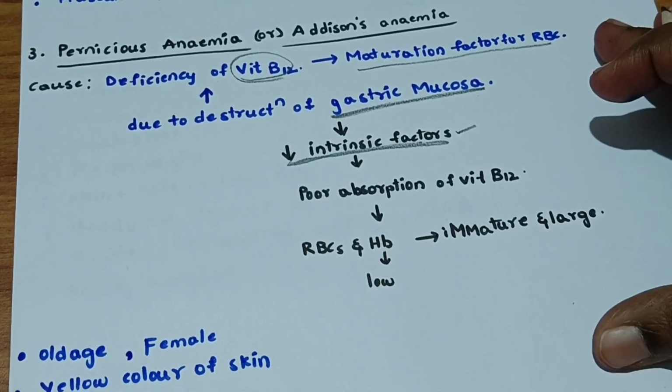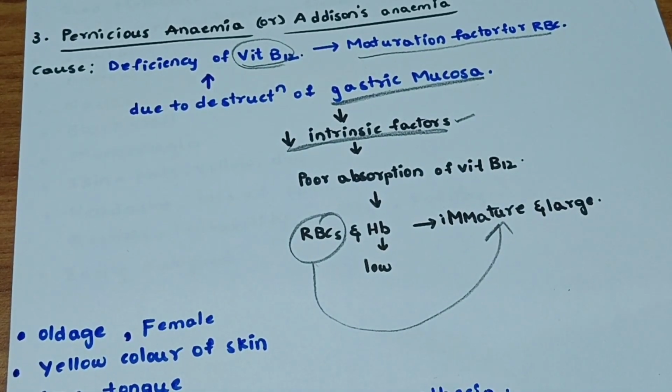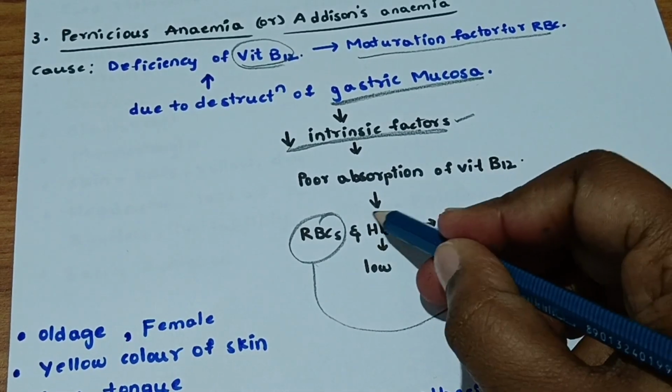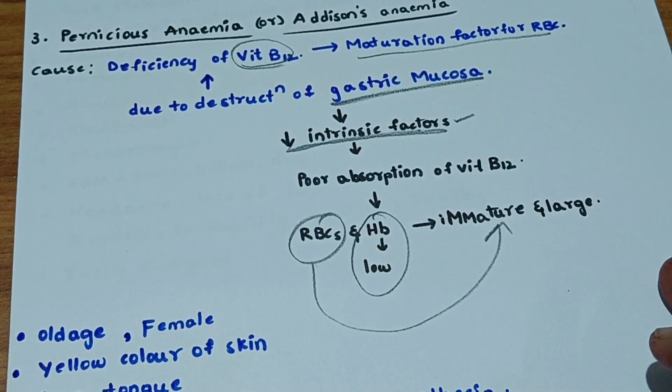That deficiency leads to immature RBC that looks very large, megaloblastic, or other immature stages. The HB content will be low. So this condition is known as pernicious anemia. Pernicious anemia occurs due to deficiency of vitamin B12.